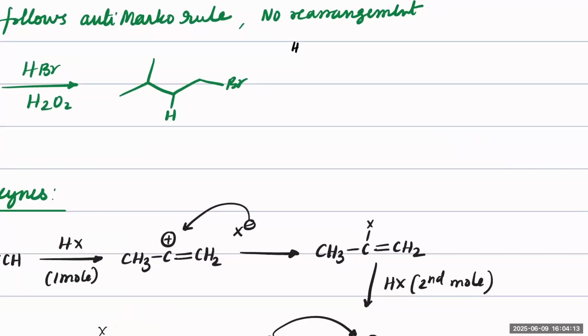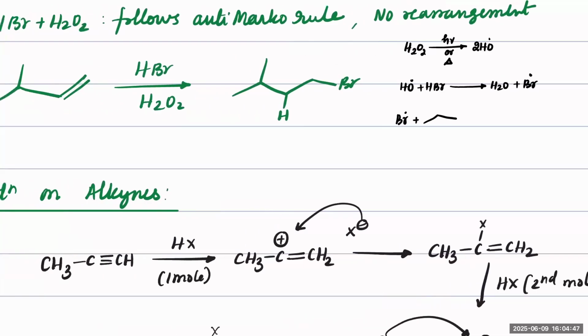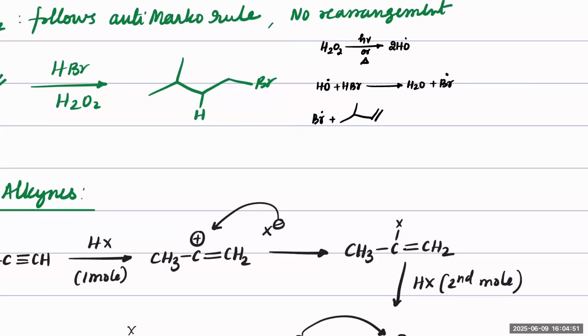Whenever you take peroxide H2O2 and heat it a bit or use light, any of these, oxygen-oxygen is a very unstable bond, so it will break into radicals. So what happens? This HO radical will immediately react with the concentrated HBr, converting itself into H2O plus Br dot, and Br dot is again a radical. Br dot plus this alkene, whichever alkene you have taken here: now Br is expected to be a selective radical.